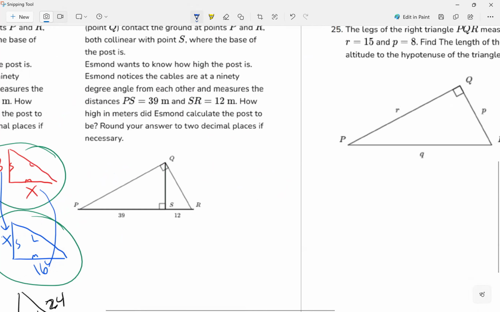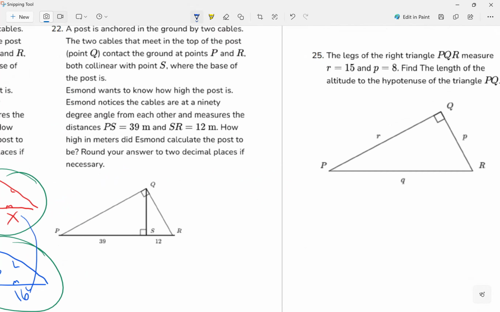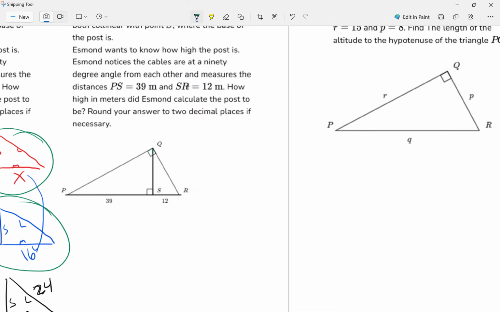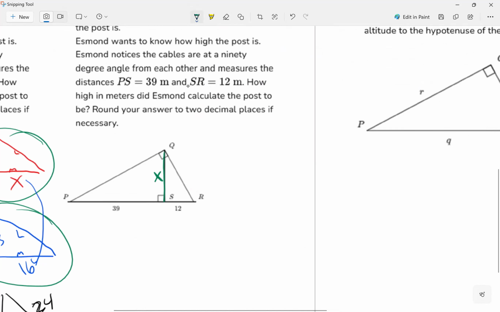Let's take a look at number 22. A post is anchored in the ground by two cables. The two cables that meet on the top of the post, point Q, contact the ground at points P and R, both collinear with point S, where the base of the post is. Esmond wants to know how high the post is. So we know the post in this case is the segment QS. I'm going to call it X because we don't know the height of the post. The distance PS is 39. The distance SR is 12. How high in meters did Esmond calculate the post to be? Round your answer to 2 decimal places if necessary.